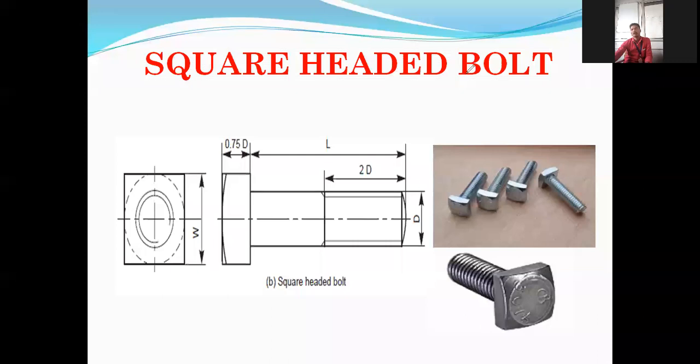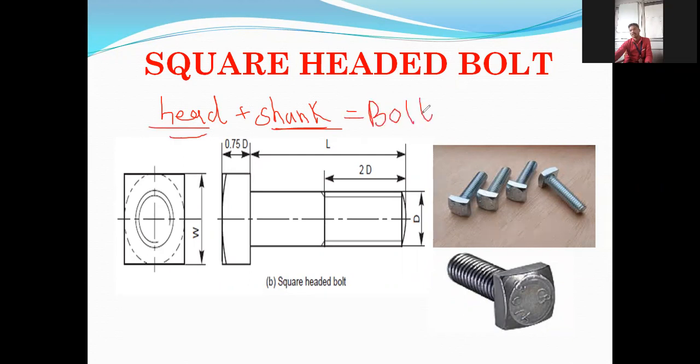So, square-headed bolt. The head plus that part which has threading is called the shank. त्याला शंक असं म्हटलं जातं. आणि हेड इक्वल टू बोल्ट, तो बोल्ट तयार होतो. लक्षात ठेवा थोडं. So a bolt is divided into 2 parts: the head, and the shank.